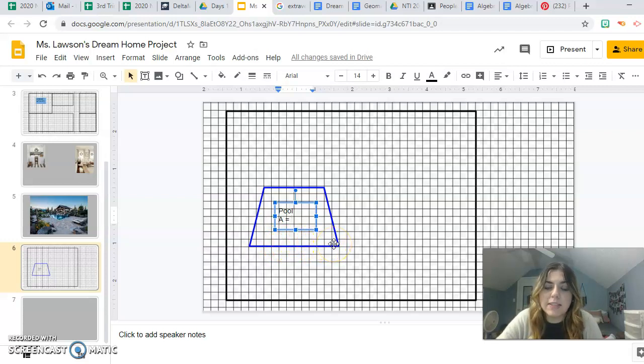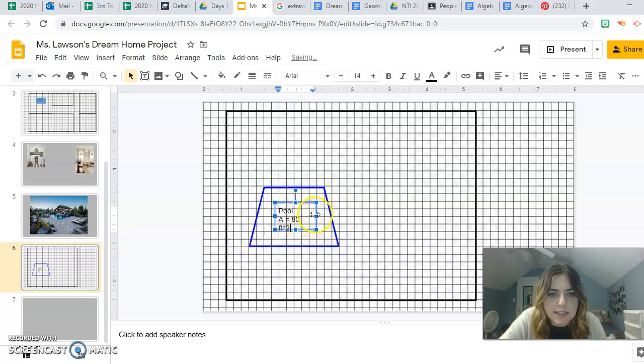I have to add them together. Base 1 plus base 2. 8 plus 12 is 20. I have to divide that in half, which is going to give me 10. And then I have to multiply it by the height. And the height is going to be the straight up and down distance from the top base to the bottom base. So this is 1, 2, 3, 4, 5, 6, 7, 8. So I do 10 times 8 and I get 80. Let's say feet squared again, okay?